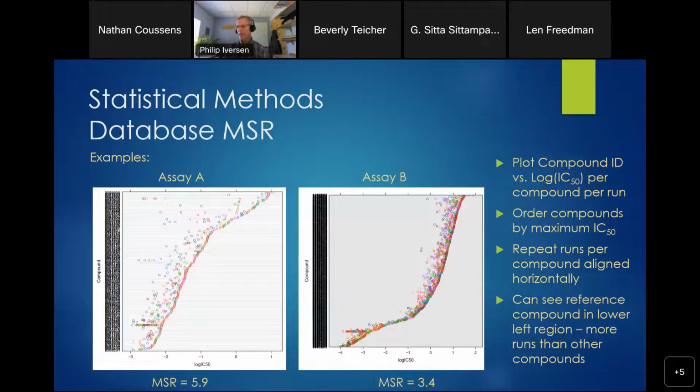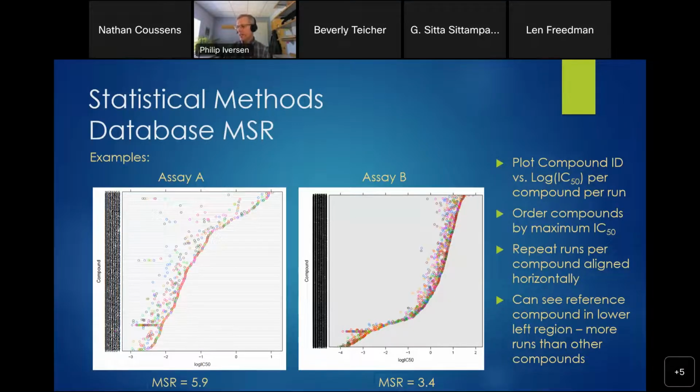Here are a couple graphs of that kind of data. Each row of points is a different compound. They're plotted in order of maximum IC50, and so it makes this squiggly line here. But then you can see the spread of each compound back to the left. You can identify the reference compound down here in the left corner because it has a lot more runs than the other compounds. This assay is maybe showing some higher variability for the less potent compounds. But this assay looks more consistent across the range, although maybe less spread in the lower quarter, a little more spread in the upper 3/4.